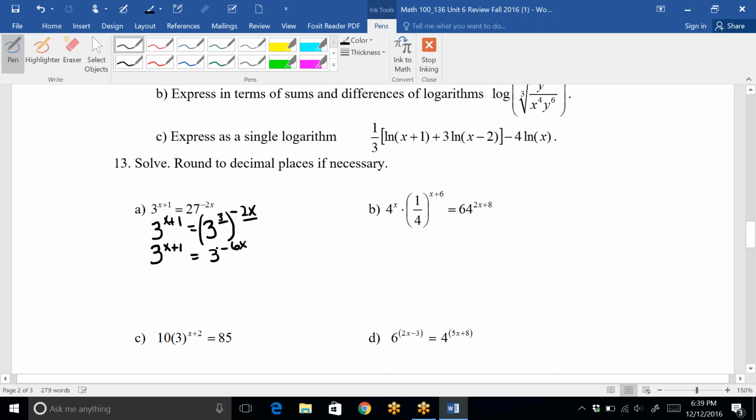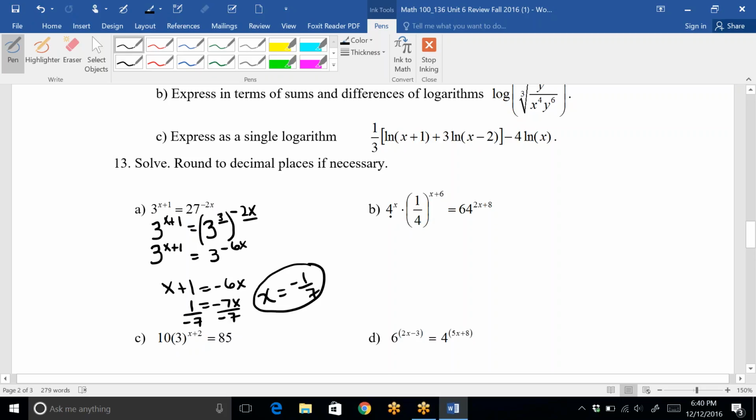Once you have a single base on each side, if they match, you just set the powers equal. So then I would subtract over the other x. That makes that negative 7x. And then to get x by itself, we would divide by negative 7. So x is equal to negative 1/7.